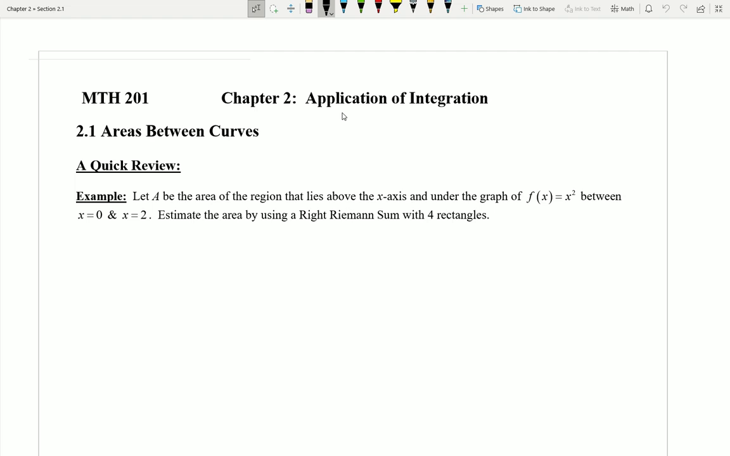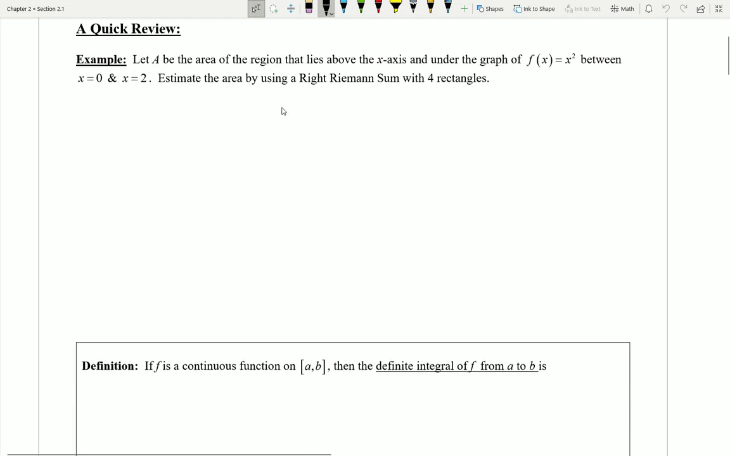Now, in order to be able to understand these extensions of integration, it'll be important for us to begin here with a quick review of how we thought about integration in Calc 1. So here's our quick review to start. Let's suppose that A is an area of a region that lies above the x-axis but under the graph of f of x equals x squared, specifically between x equals 0 and x equals 2.